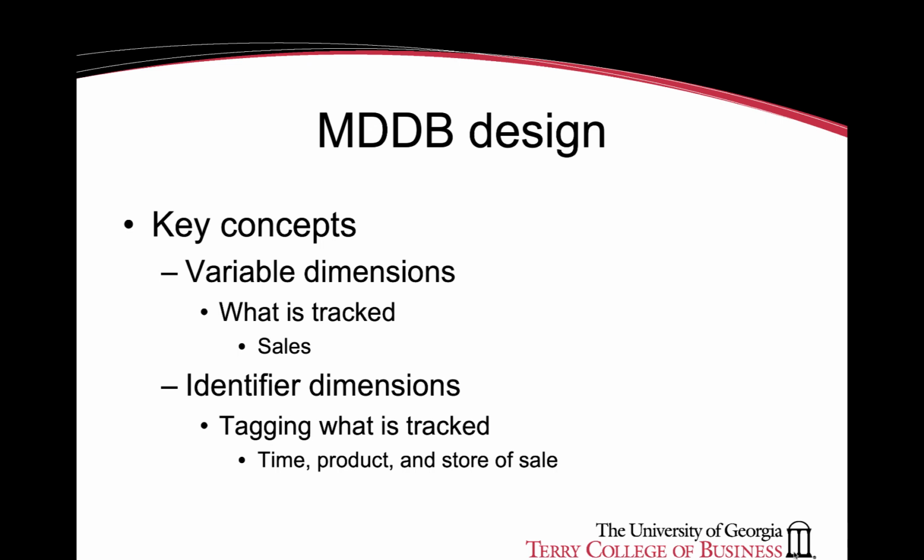First of all, one needs to identify what the different dimensions are. One is going to have dimensions of the variable, and one is going to have dimensions of the identifier. For instance, variable dimensions are about knowing what is tracked, and identifier dimensions have to do with tagging what is tracked.